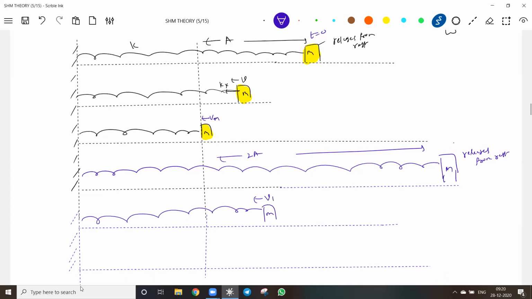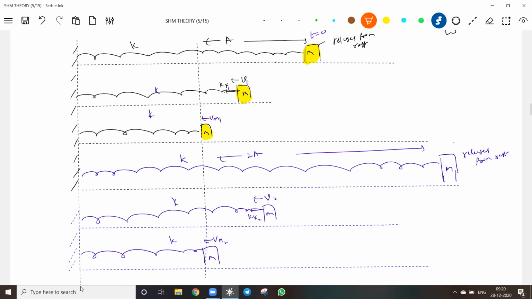I am not bothered what velocity it will have, and the spring constant is k, x1, v1. Let me write v2, k, x2. By the time the block comes here, it will have maximum velocity. This is vm1, this is vm2. Same spring, the spring constant is the same.